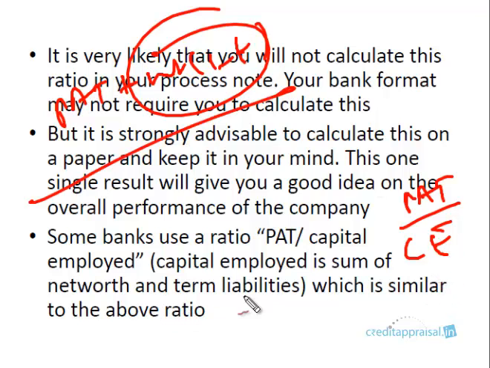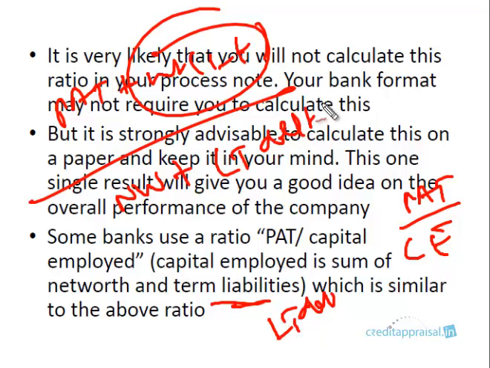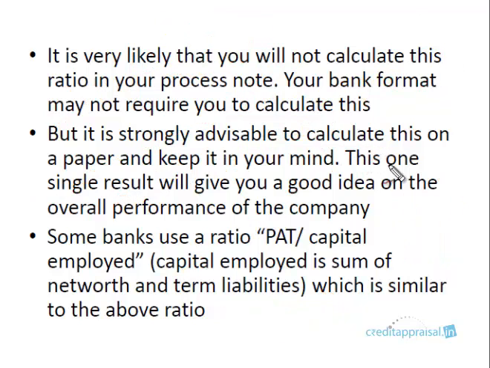Capital employed is net worth plus term liabilities, whereas invested capital is net worth plus not just term liabilities. Term liabilities is long-term debt, but we are saying it is not just long-term debt but also short-term debt. That modification is made by some banks, and they calculate PAT by capital employed. If your bank stipulates this ratio, you can go ahead with it. But in case your bank doesn't have this ratio, then calculate the return on invested capital. It will give you a fair idea to start with.